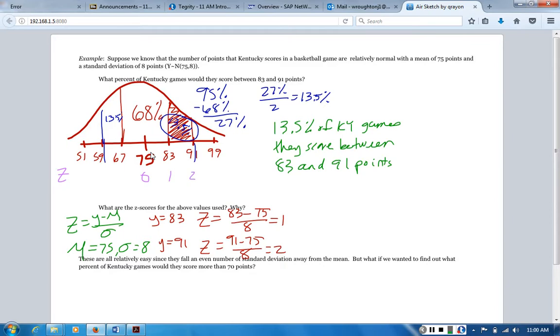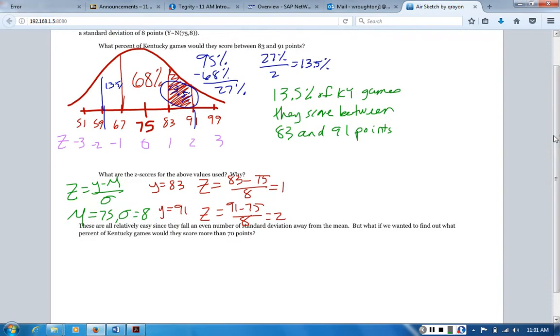What's going to happen if I plug in 99? I get 3. What if I plug in 67? Now I get a negative 1. Negative because we're below the mean, but I'm still just 1 standard deviation below the mean. Plug in the 59, I get a negative 2. And plug in the 51, I get a negative 3. So hopefully you can see how this relates now to our z-scores that we've talked about already as well.